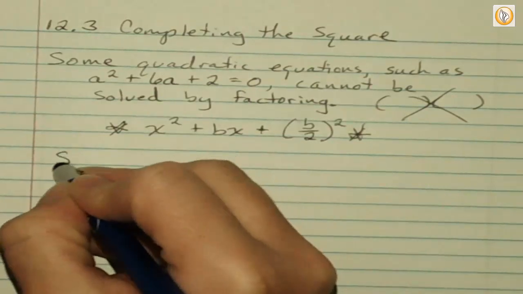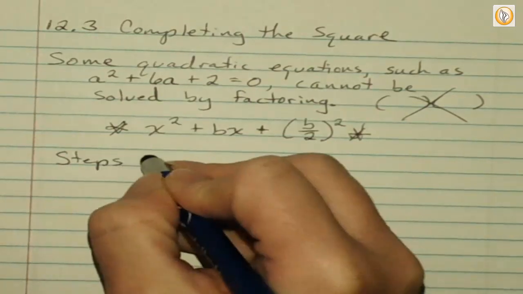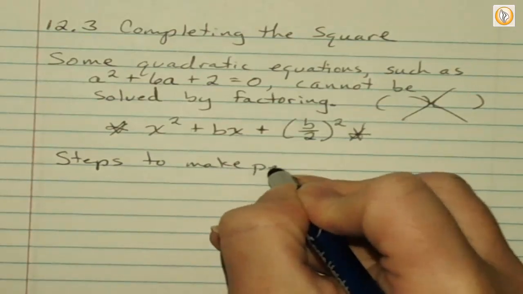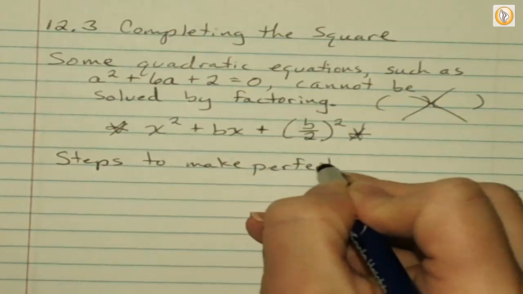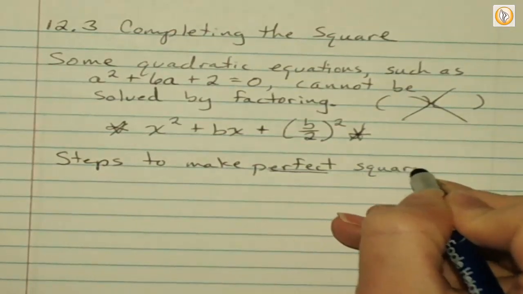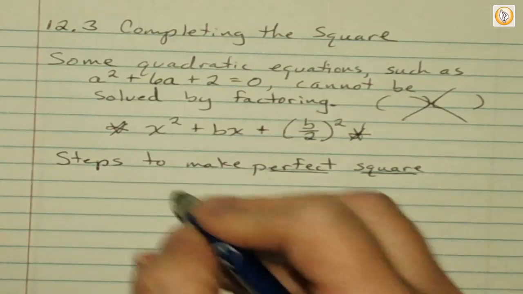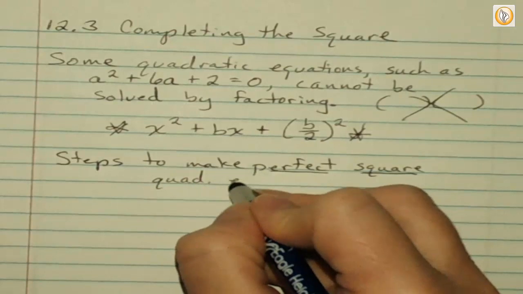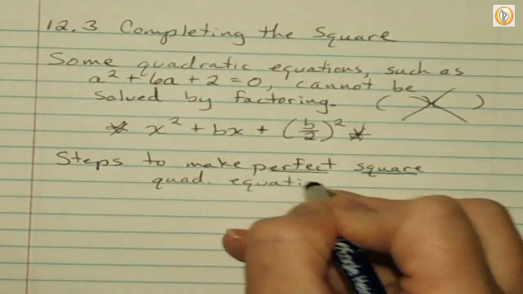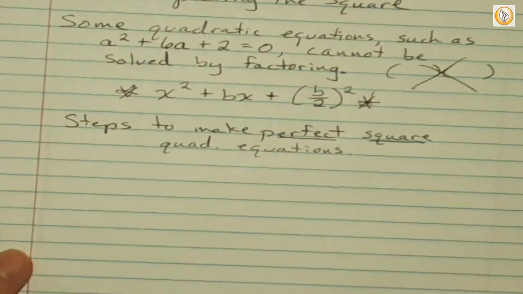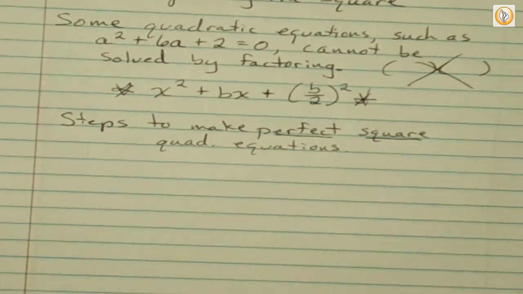All right, so if you cannot factor an equation, this is what you do. Quadratic equation. So steps to make perfect square quadratic equations. You know, when you're using perfect square, life is good, right? Okay.